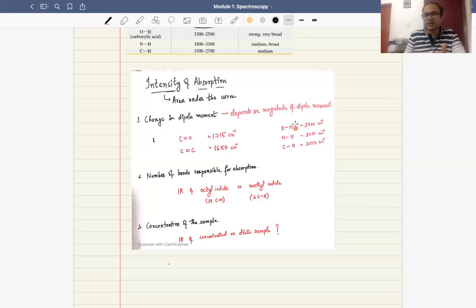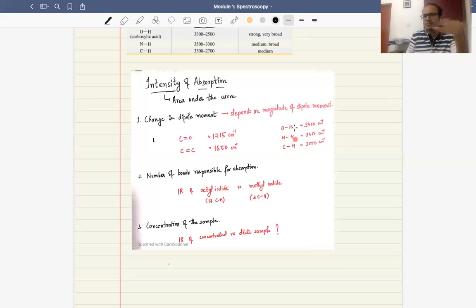So we can easily find out from an IR spectrum, though they are falling in the range of 3000, which peak is CH, which peak is NH, which peak is OH, especially in compounds where you have all these three present. You can identify, depending upon the intensity of the peaks coming in the 3000 region, which peak corresponds to OH, NH and CH.